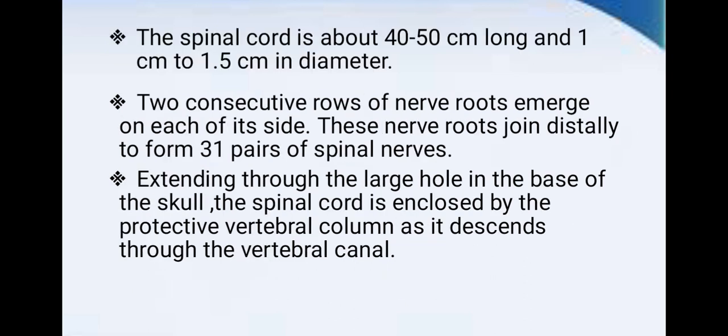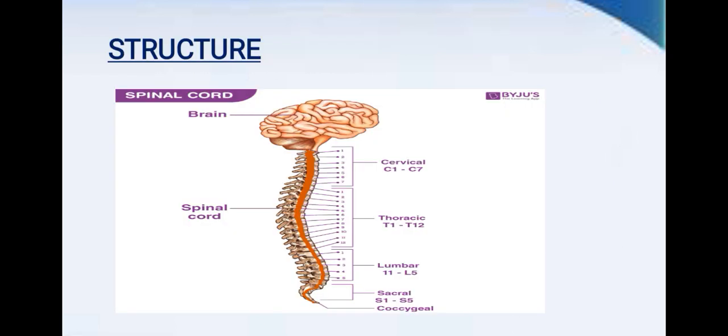The spinal cord is about 40 to 50 cm long and 1 to 1.5 cm in diameter. Two consecutive rows of nerve roots emerge on each of its sides. These nerve roots join distally to form 31 pairs of spinal nerves, extending through the large hole in the base of the skull. The spinal cord is enclosed by the protective vertebral column as it extends through the vertebral canal.